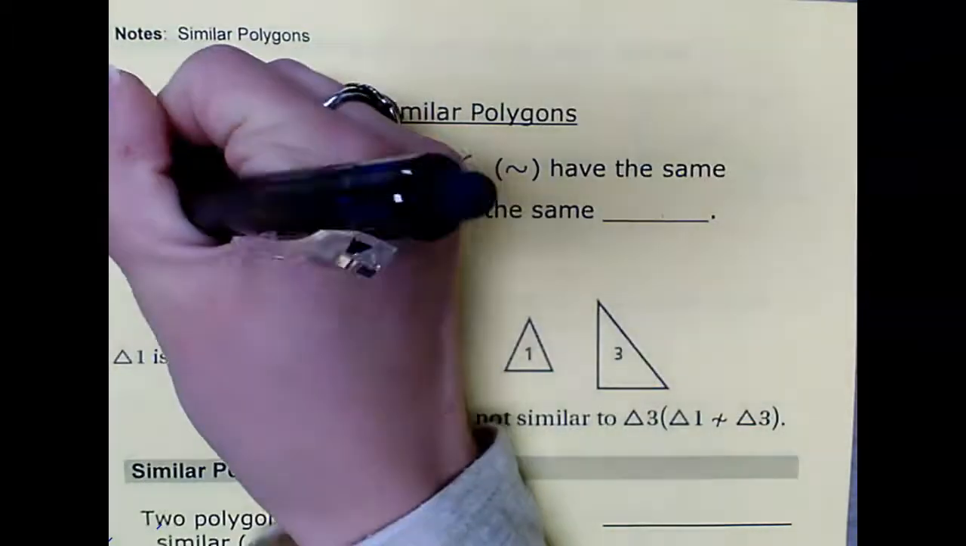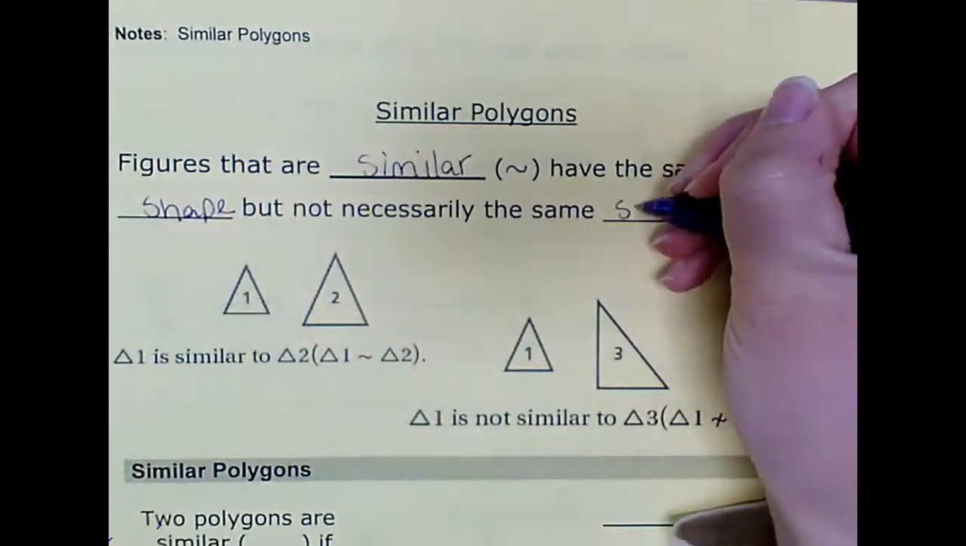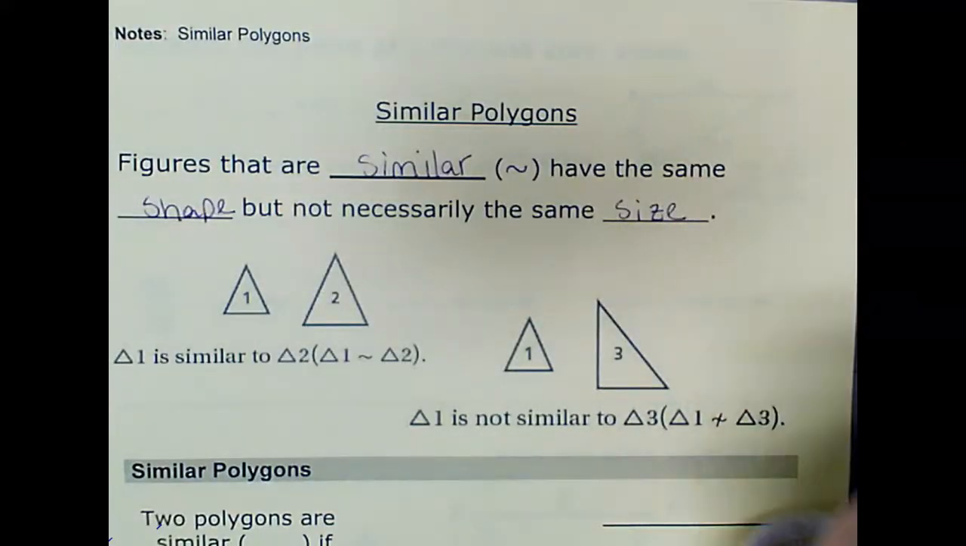meaning they have the same shape, but not necessarily the same size. So that's what's different about this. And whenever you talk about similar things in everyday conversations, you're talking about things that are kind of the same. Well, that's what similar means here. It's just more specific in geometry. Similarity implies the same shape, but not necessarily the same size.